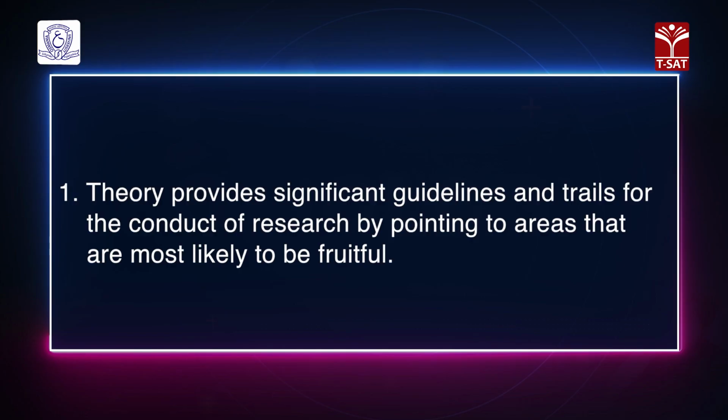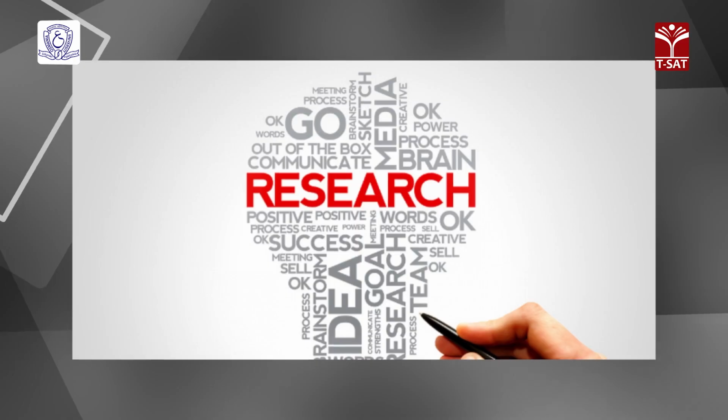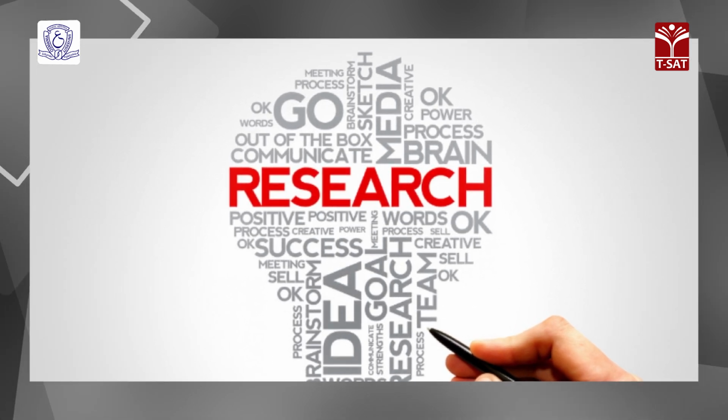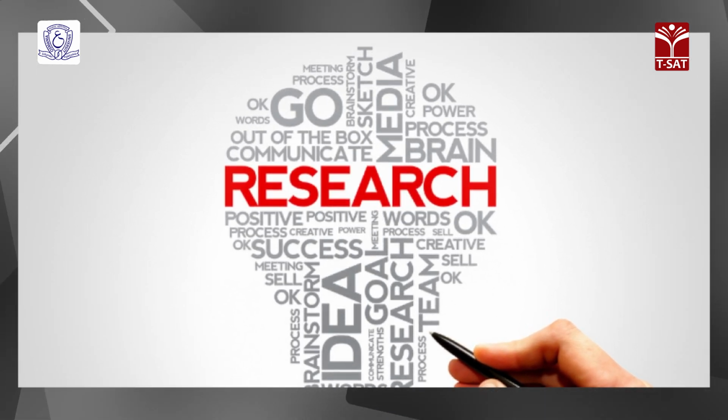The 6 main roles of theory for research. 1. Theory provides significant guidelines and traits for the conduct of research by pointing to areas that are most likely to be fruitful, that is, areas in which meaningful relationships among variables are likely to be found. If the variables are selected such that no relationships between them obtain, the research will be sterile no matter how meticulous the subsequent observations and inferences. A theoretic system narrows down the range of facts to be studied.